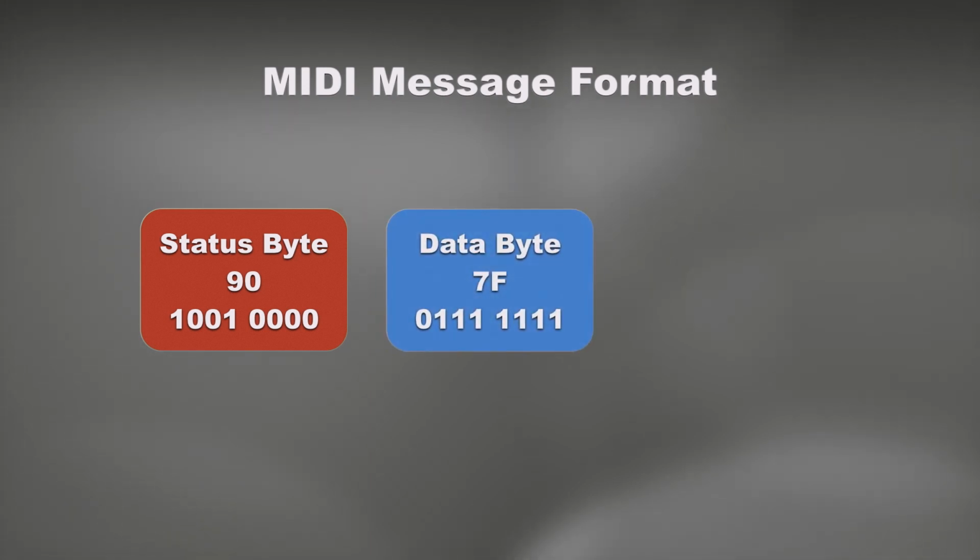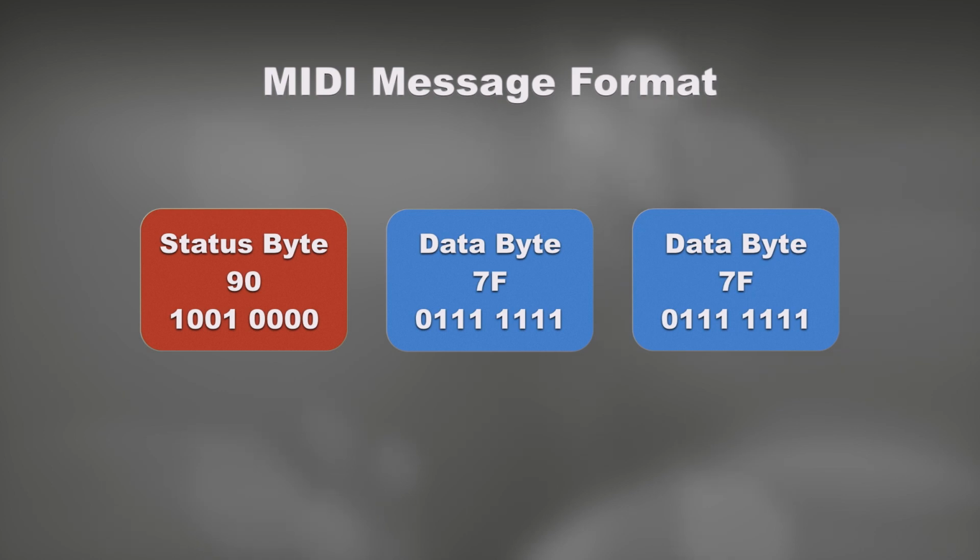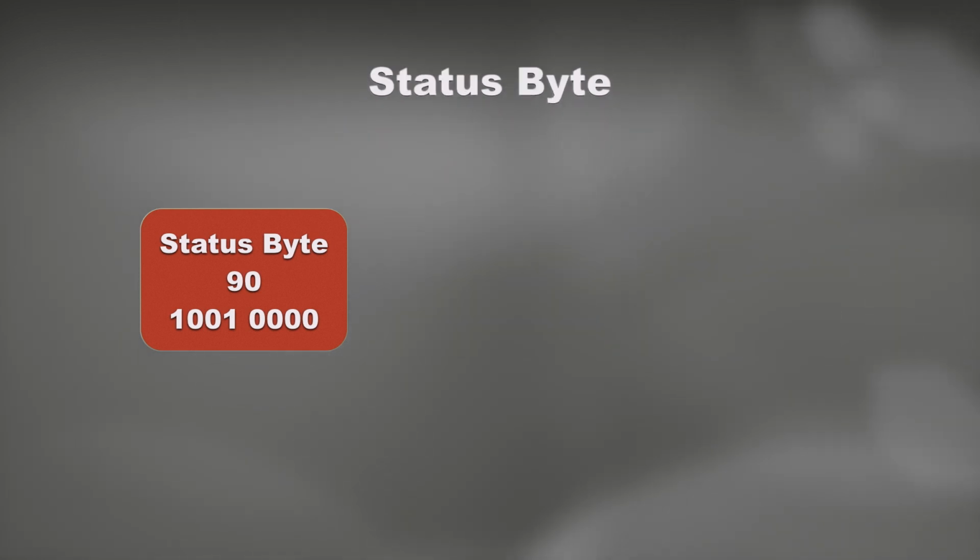The first part of a MIDI message is called the status byte. It lets the instrument know what type of message to expect. Following the status byte will be one or more data bytes. This is the actual content of the message. Let's look at the status byte in more detail.